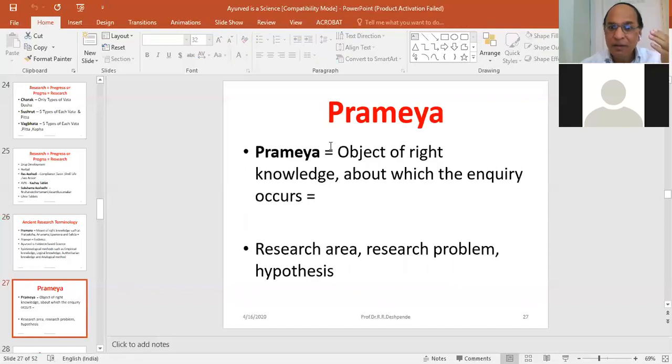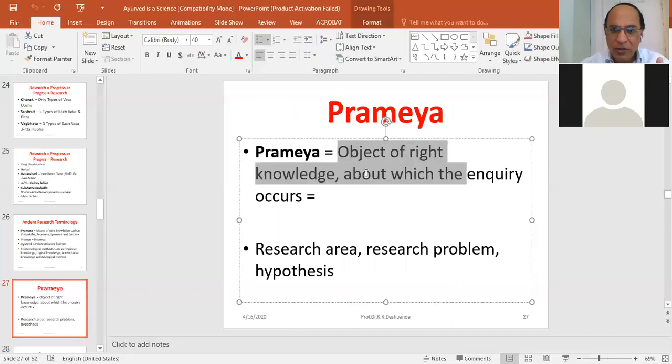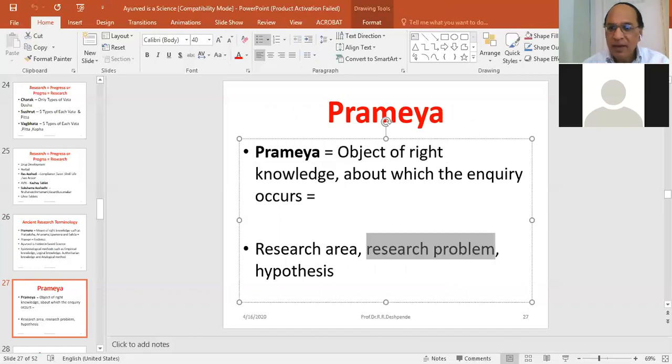Prameya, that is the object of right knowledge. That is the research problem. Whether my Amrutadi Gugulu tablet is useful in the cases of rheumatoid arthritis. This will be my research problem. This will be my research area, that is Prameya in Ayurveda. You only have to write down these Sanskrit words, Prameya.